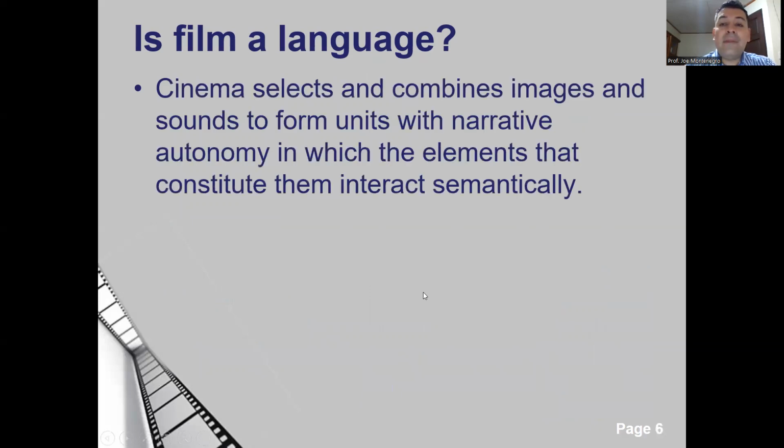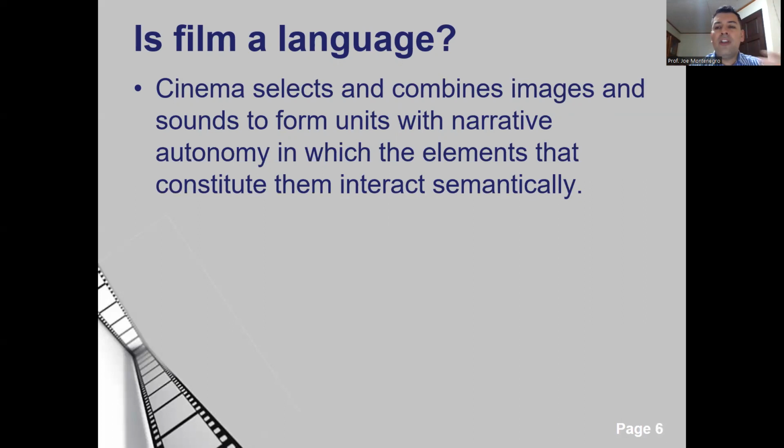Cinema selects and combines images and sounds to form units with narrative autonomy in which the elements that constitute them interact semantically. All of those elements, the matters of expression, the codes, the tools that cinema uses to communicate a message interact semantically. They mean something and they mean something together, right? So lighting has to do with dialogue.